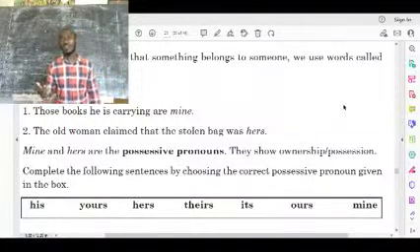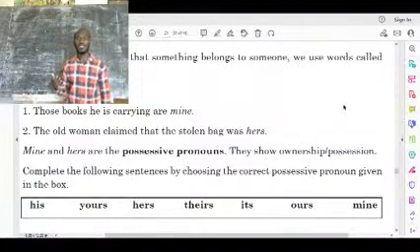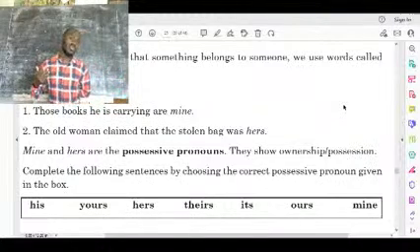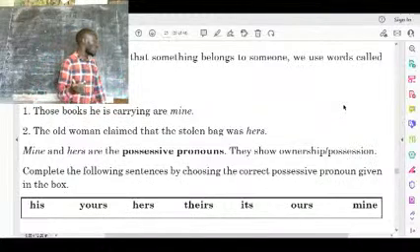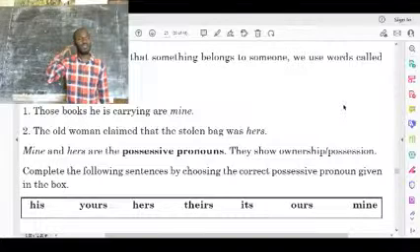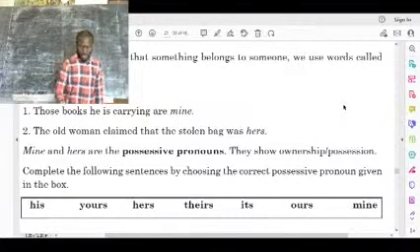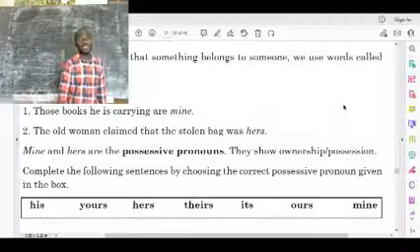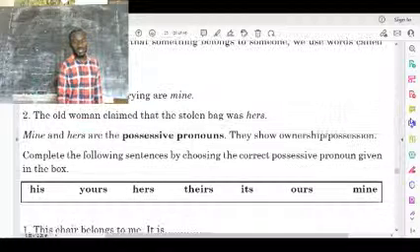So we have majorly seven possessive pronouns, and just like we have in our notes here, they can show you these examples.